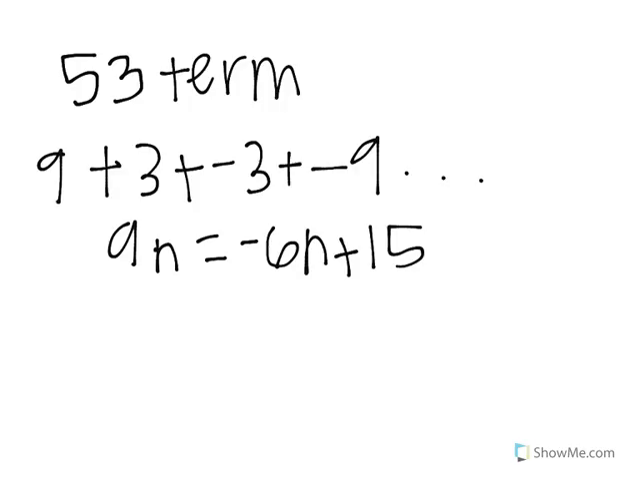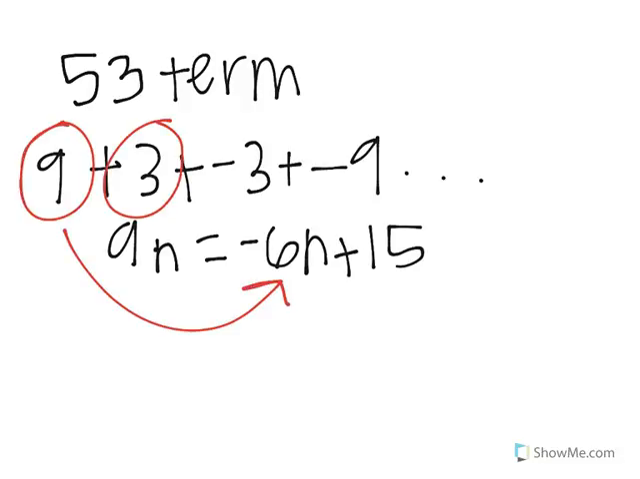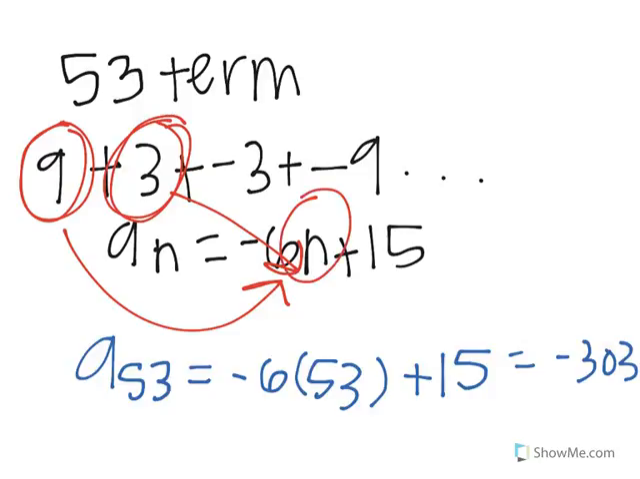Okay, so right now we're trying to find the 53rd term in this sequence. Sometimes it will give you the sequence instead of just giving you the first, second, and third terms. So right now I've already written out the sequence, and you can see if you plug 1 into this equation, you will get 9, and you plug in 2, you will get 3, and so on down. Then we're supposed to find the 53rd term, so you're just going to plug the 53 into this. And then that would equal negative 303.